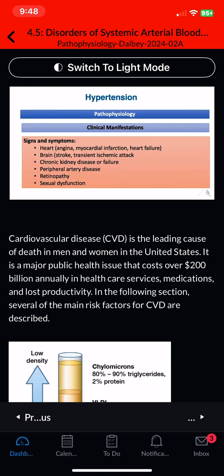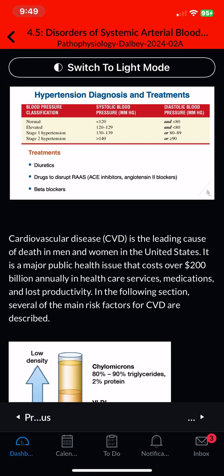The clinical manifestations of hypertension depend on the end organ damage. So for the heart, this can be angina because of ischemia, a myocardial infarction or heart attack, and heart failure. In the brain, if it's affected, it can play out as a stroke or a transient ischemic attack, where there are symptoms of oxygen deprivation to an area of the brain that's being affected. The kidneys can be affected by disease or failure. There can be peripheral artery disease, which affects the arteries outside of the heart and thorax. Retinopathy can occur, which can lead to blindness, and we can see sexual dysfunction in patients.